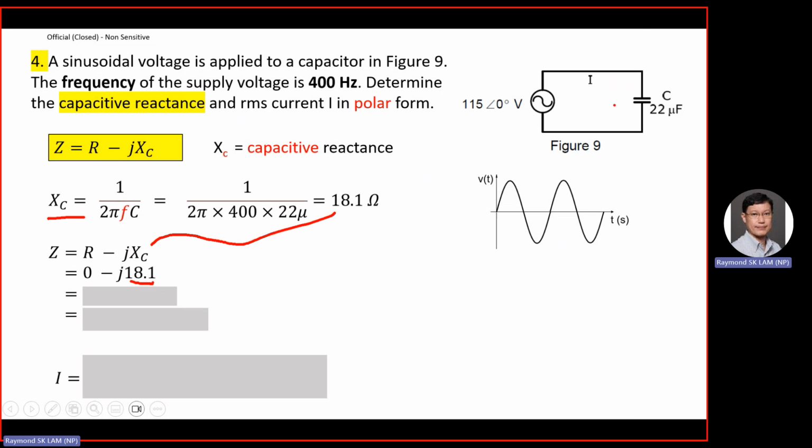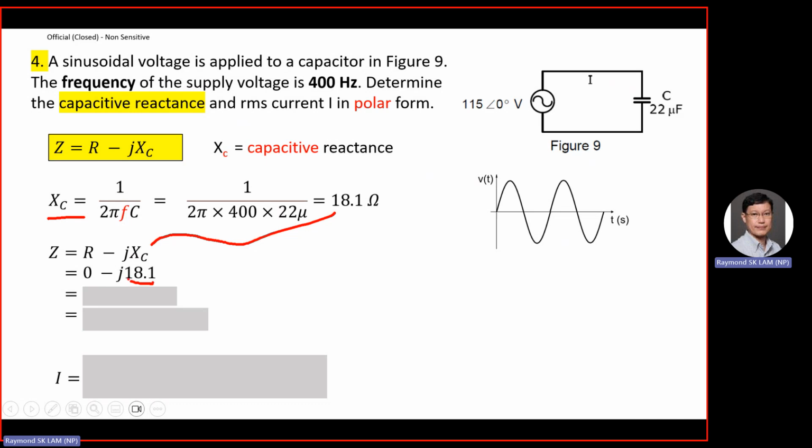Okay, in this circuit, do you see any resistor? No, right? No resistor, that's why you put 0. I repeat again, in this circuit there is no resistor, so it's 0. Then from here, 0 minus j.